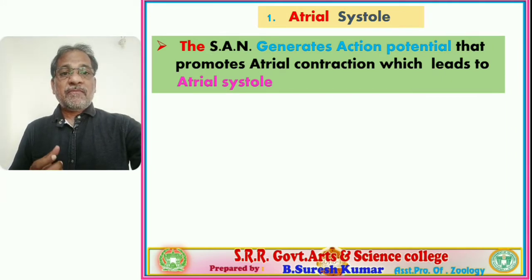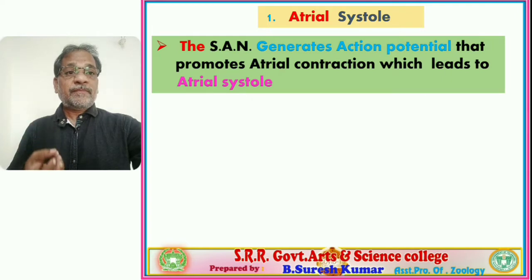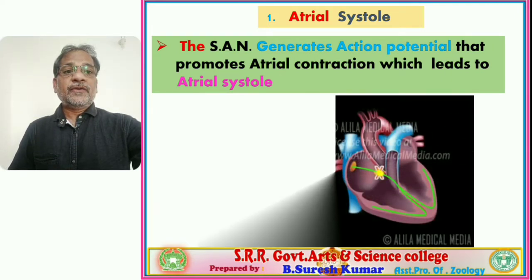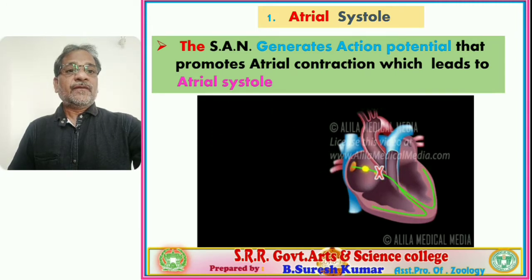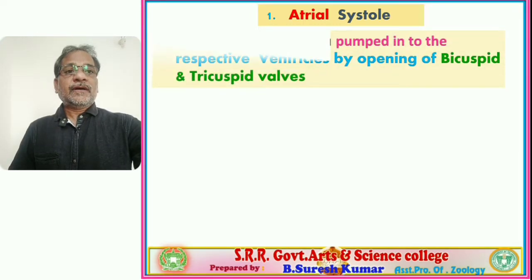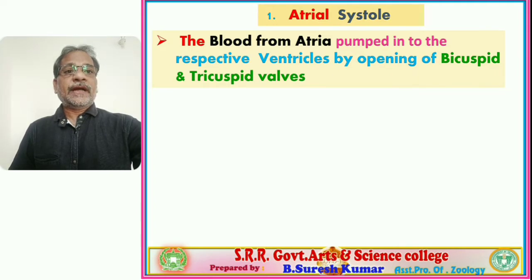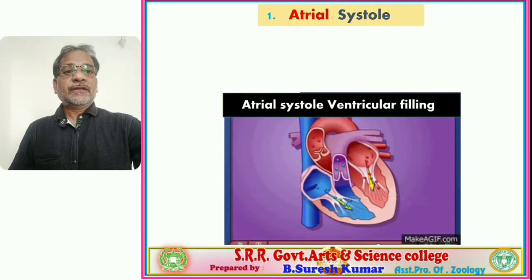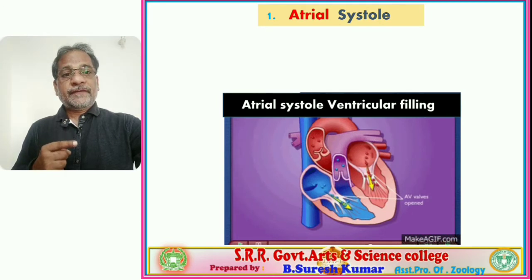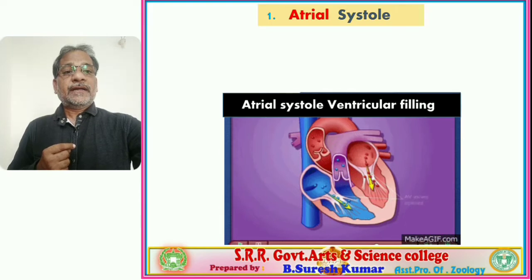In this phase, whatever blood is present in the atrial chamber is pumped into the respective ventricle through the atrioventricular apertures. You observe in what way the impulse spreads in the atrial wall, followed by the pumping of blood from atria to ventricles. The bicuspid and tricuspid valves open, and the oxygenated blood from the left atrium is pumped into the left ventricle, red color mark, and the deoxygenated blood from the right atrium is pumped into the right ventricle, blue color mark.